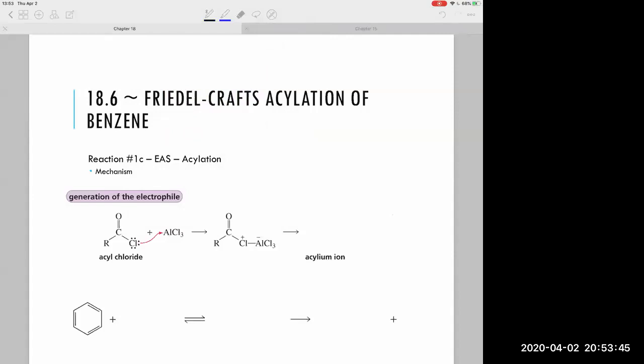Okay, this forms this intermediate here, which then just breaks this chlorine-carbonyl bond. And so we get, again, our whole shtick here is we have to create a really good electrophile. This is our acylium ion. This is the electrophile that we're going to need for this reaction here.